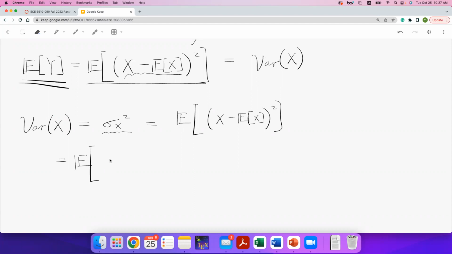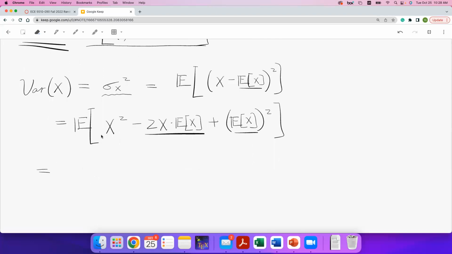Now, this is a quadratic term inside, so we can expand it. So we have x squared minus 2x times E[x] plus E[x] to the power of 2. You must be very, very careful. This is a constant. So it's x squared, and the cross term is negative 2x times this constant. And the other term is this constant to the power of 2. So it's E[x] to the power of 2.